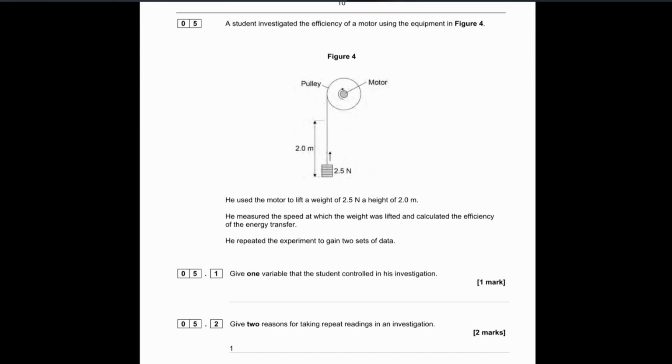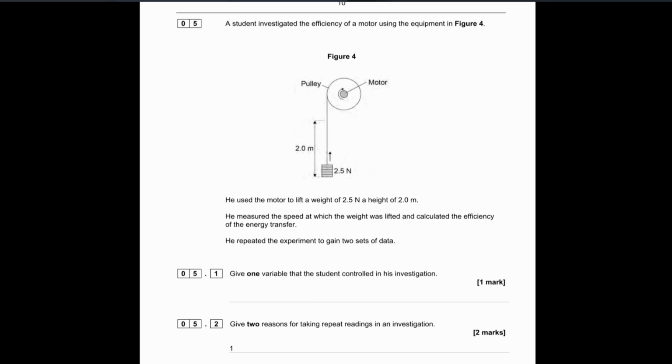Okay, so let's move on to question 5. A student investigated the efficiency of a motor using the equipment in figure 4. So we've got a pulley wrapped around a motor, and we've got some weight at the bottom, and it's giving us some numbers here to work with as well. He used the motor to lift a weight of 2.5 newtons, a height of 2 meters. He measured the speed at which the weight was lifted and calculated the efficiency of the energy transfer. He repeated the experiment to gain 2 sets of data.